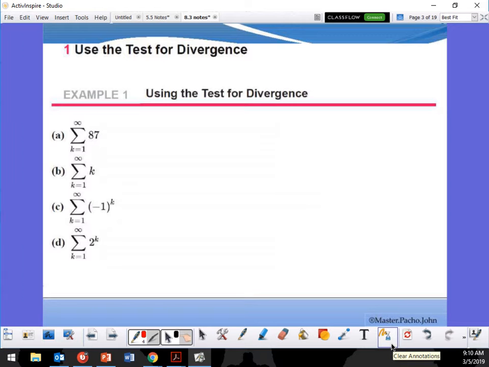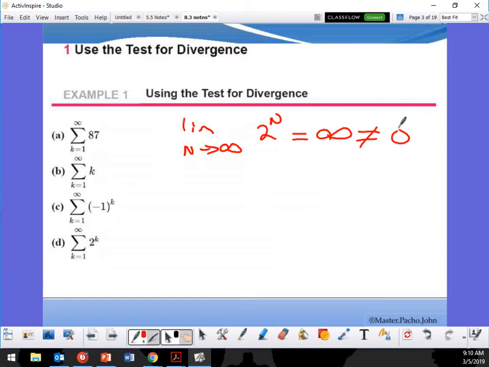All right, what about this one right here? Now this is going to be the limit as n goes to infinity of 2 to the n. What are we going to get there? This one's going to go to infinity, right? So therefore that one is not equal to 0. That's why these are all divergent by the test.